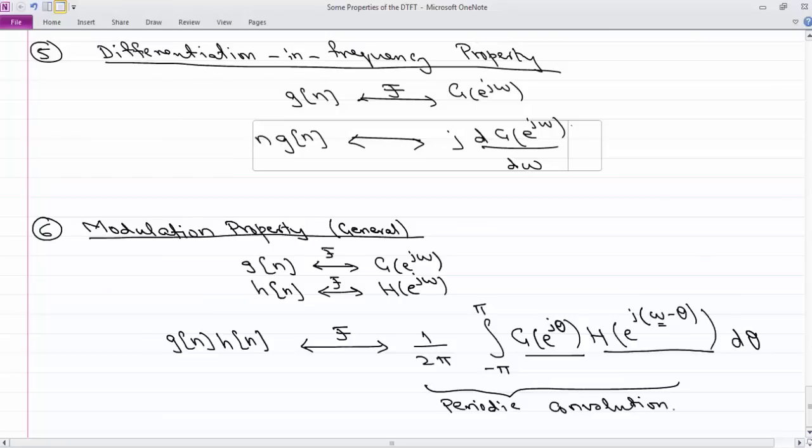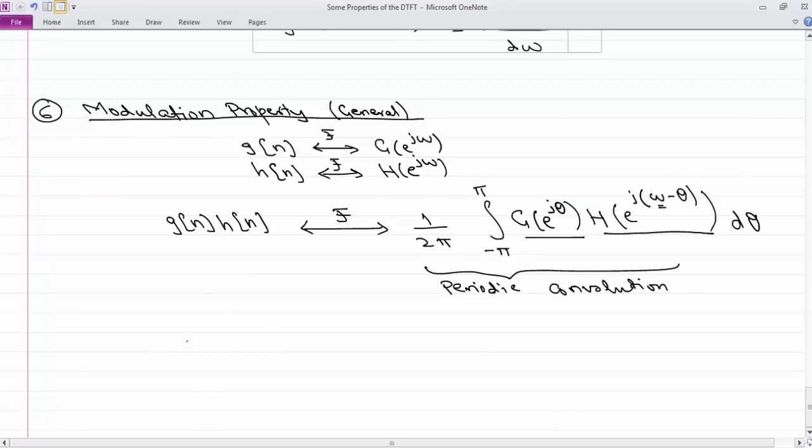Otherwise, it's the same: you multiply two time domain signals, continuous or discrete, and in the frequency domain you get convolution. But for the continuous world, you get the actual convolution that you learned in the last class. For the discrete world, you get periodic convolution because your Fourier transform is periodic.